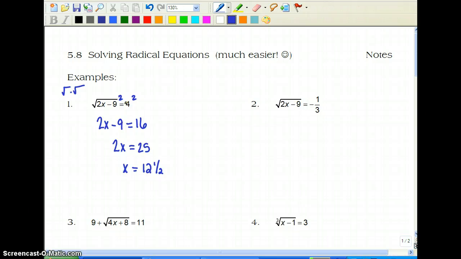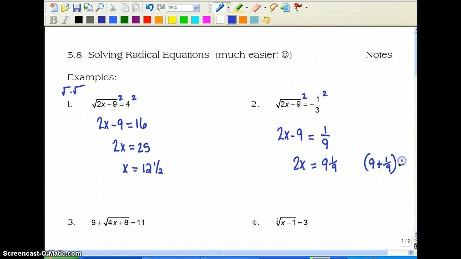Number 2. Again, square both sides. And we'll get 2x minus 9 equals, now this is negative 1/3, so that would be 1/9. All right, so we're going to add 9 to both sides, so we'll get 2x is equal to 9 and a 9th. Okay, now you're going to divide by 2. Use your calculator. Remember, you can type 9 plus 1/9 to be 9 and a 9th, and then divide it by 2.